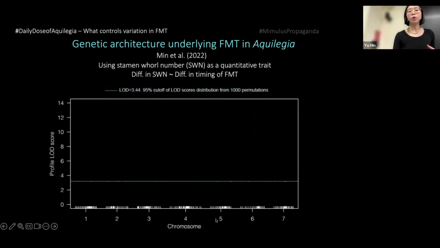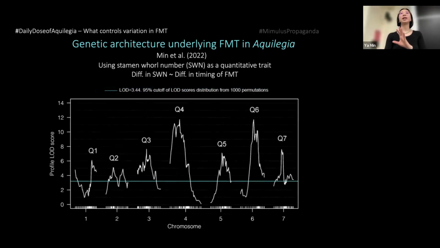So on the x-axis, we have the 7 chromosomes of Aquilegia. And on the y-axis is the profiled LOD score, which is essentially an indication of likelihood. Anything above this blue line indicates a significant QTL associated with the trait that we're interested in. And voila, we got a lot of QTL, in fact, 1 on each chromosome. And this tells us that the genetic architecture underlying our trait variation is complex, controlled by many genes acting together.